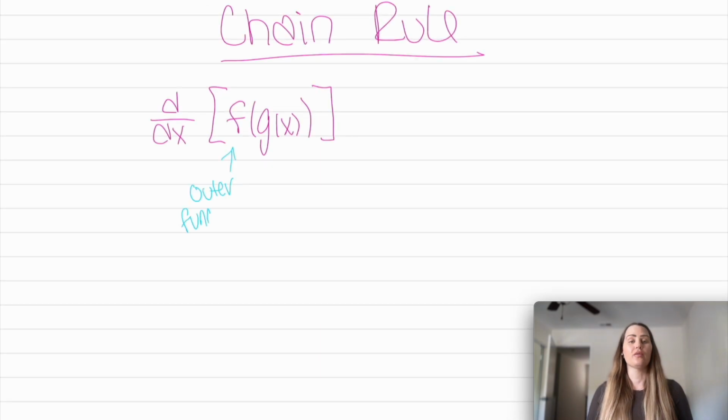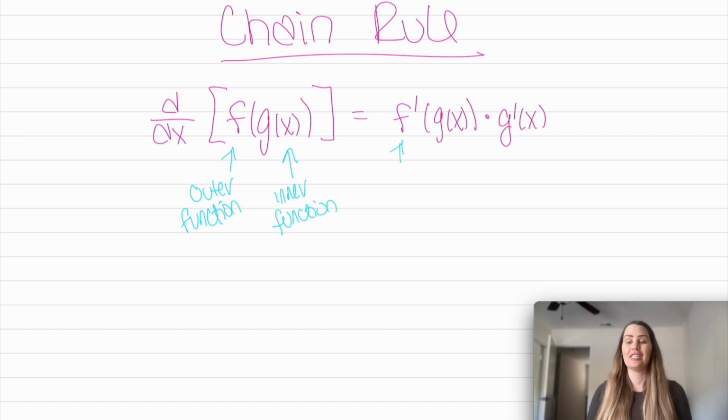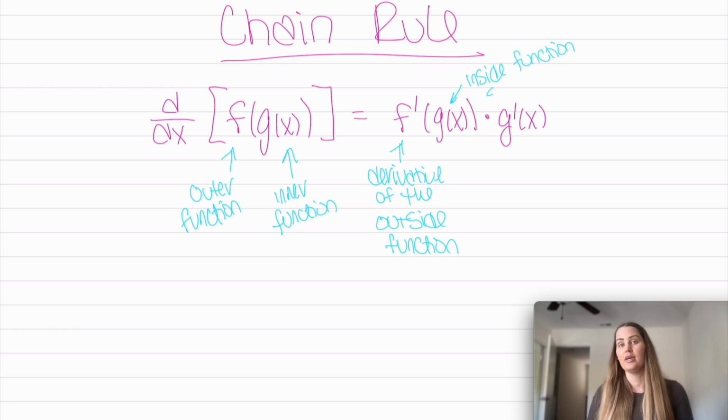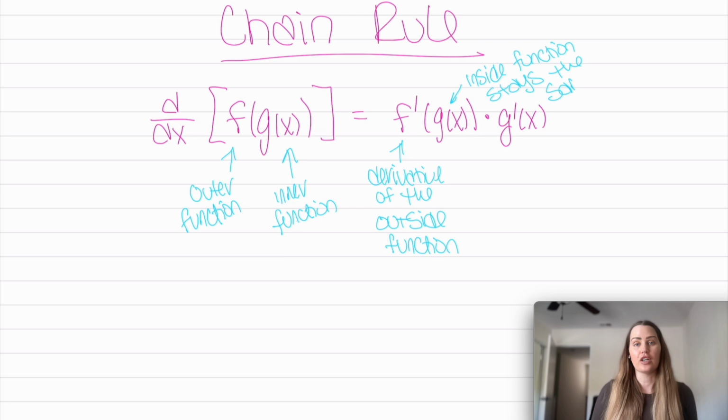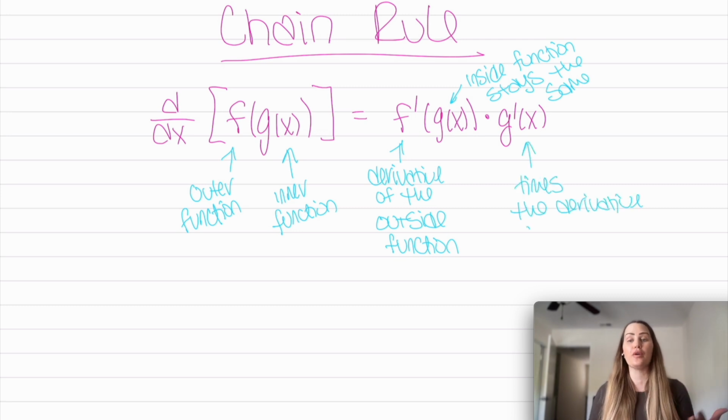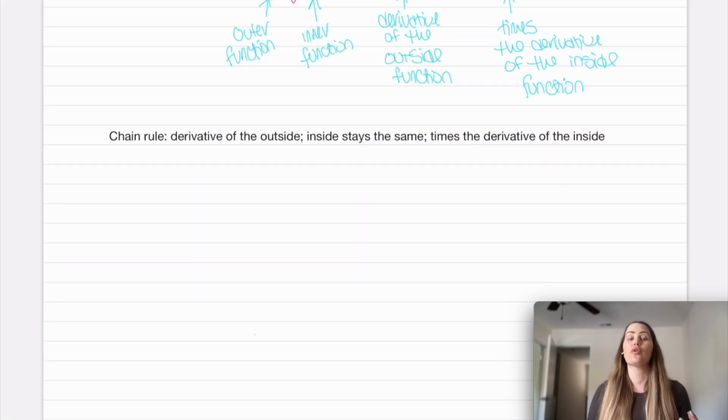All right, so once again, we have our outer function and our inner function. When I take a derivative, I do the derivative of the outer function, inner function stays the same, times the derivative of the inner function. I literally say that to myself when I'm taking a derivative, like an inner monologue. Keep cueing yourself: outer function derivative, inside stays the same, times the derivative of the inside. That's an important one to remember.